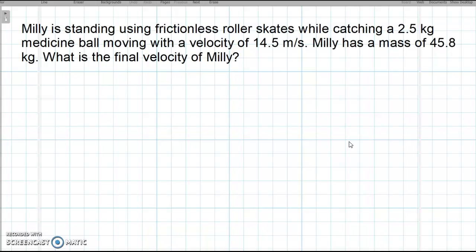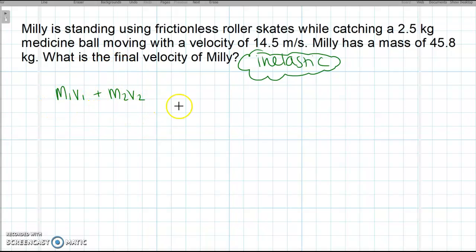Well, these two masses are going to come together when Millie catches this medicine ball. So this would be an example of an inelastic collision equation. So let's write that down, inelastic. Our inelastic collision can be written with the equation m1 v1 plus m2 v2, and this is all initial, before the collision. Then the equal sign, this is when the collision happens. What happens is our masses combine into one system object, and we are left with a final velocity for that object.